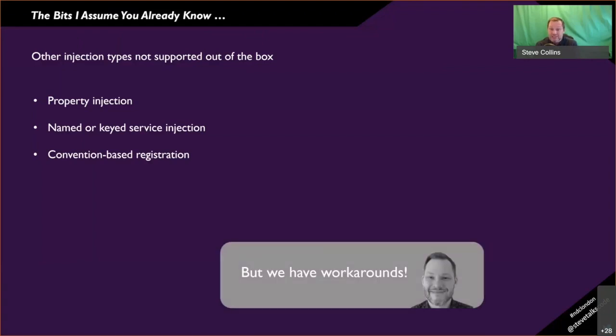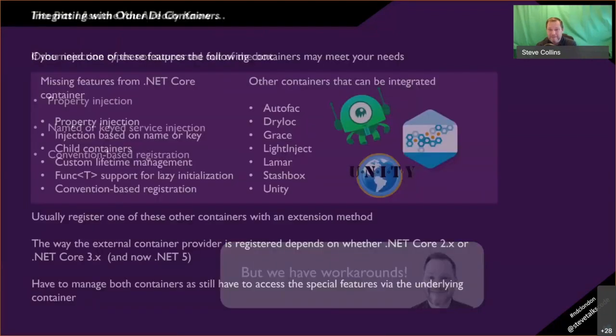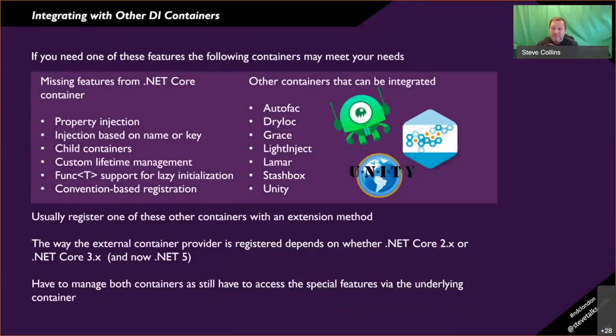The good news is that whilst it's not supported in the out-of-the-box container, I'll be showing you some workarounds that you can implement so you don't have to go using another container. But why are those other styles of injection not supported? Well, the Microsoft container is what's known as a conforming container, which is a fancy way of saying that it only supports the lowest common denominator of functionality. But it also acts as an abstraction that other containers can hook into via a common interface.